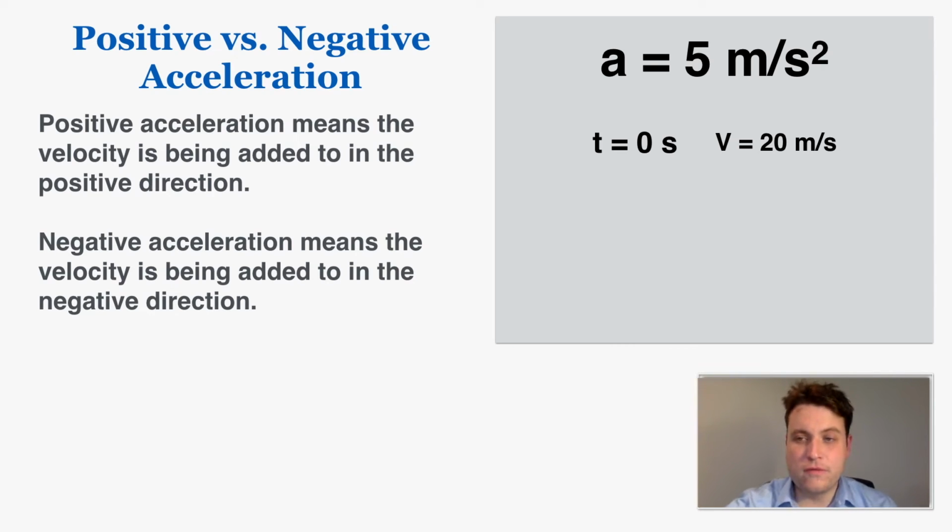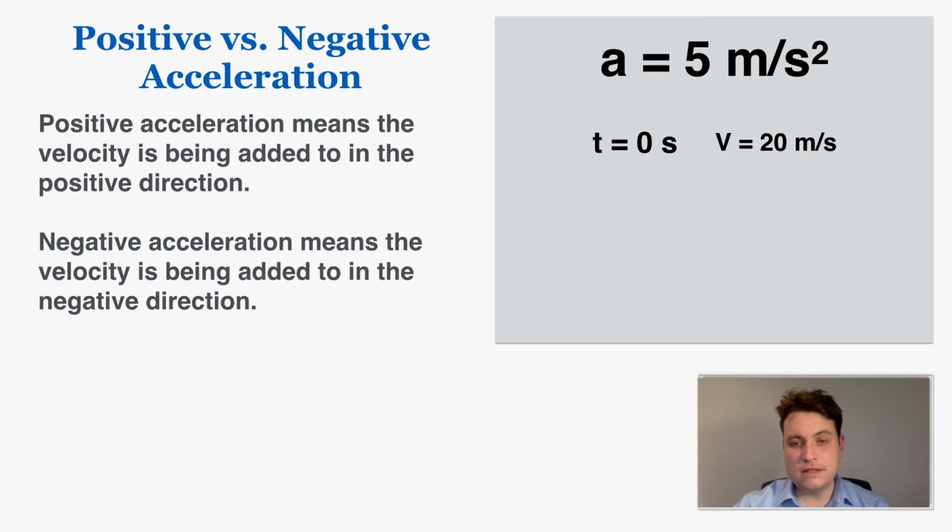So this is a very common confusion that I want to address right off the bat, and that's the meaning of positive versus negative acceleration. Positive acceleration means the velocity is being added to in the positive direction, and negative acceleration means the velocity is being added to in the negative direction. Positive acceleration does not necessarily mean that the object is getting faster, and negative acceleration does not necessarily mean that the object is getting slower. It just means it's changing its velocity in the positive direction or in the negative direction.